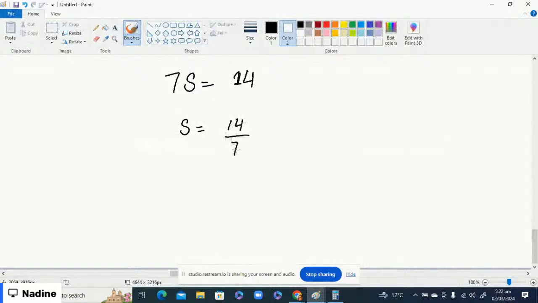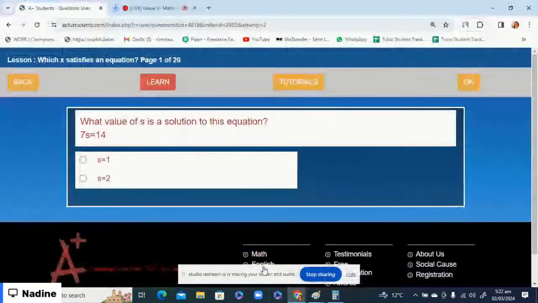14 divided by 7. Because from here it's multiplied, and when we move it from left to right side, it becomes division. So 7 times 1 is 7, 7 times 2 is 14. So the answer for s is 2. Okay, do you understand this? Now the answer is 2, Option B. So for now, let's do the next question.